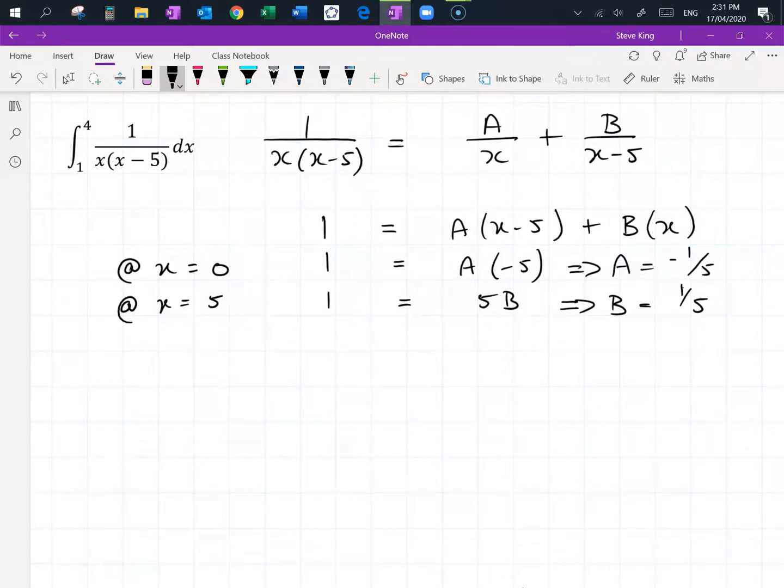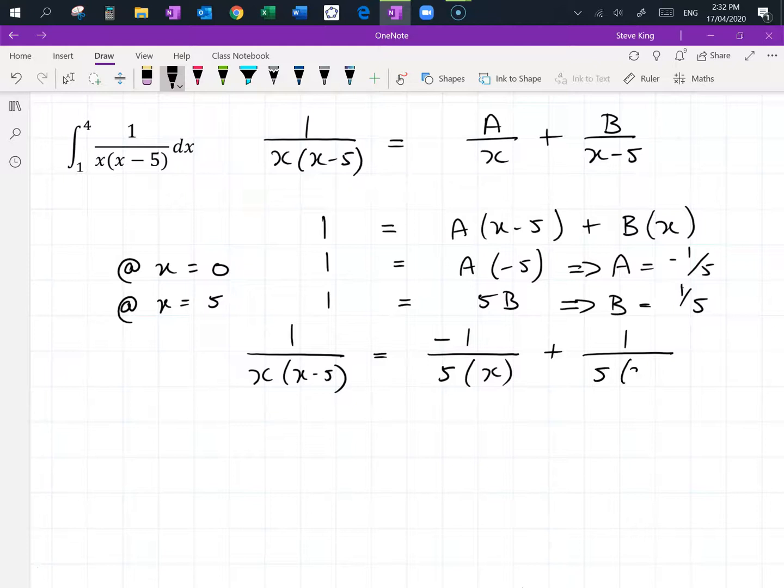And so this function that I started out with, 1 over x brackets x minus 5, that can be rewritten as a, which is going to be minus 1/5 of 1 over x, plus b, which is 1/5 of 1 over x minus 5.